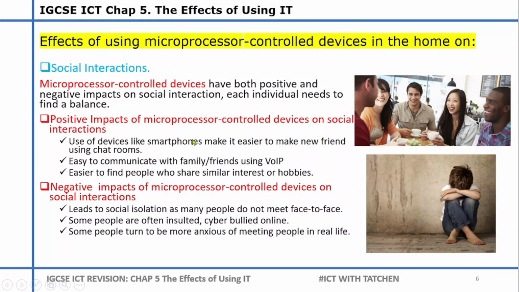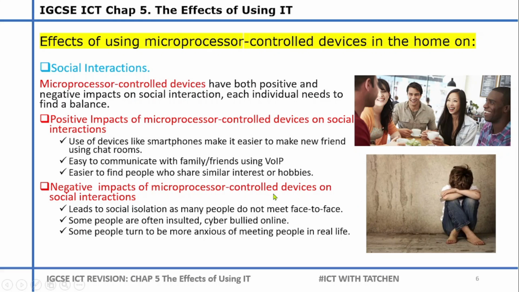Now the next thing is social interactions, which are affected. This is one of the effects of making use of microprocessor controlled devices. They have affected social interactions. It's quite difficult nowadays to see people gathered around, discussing and having fun with each other. Very often you find people locked onto their phone. Phones have turned into something like humans, which shouldn't be the case.